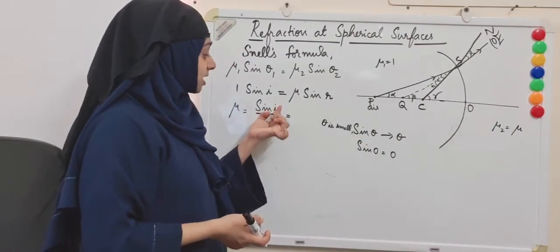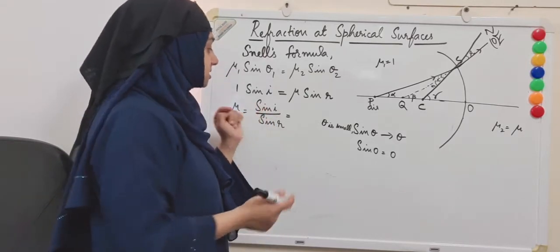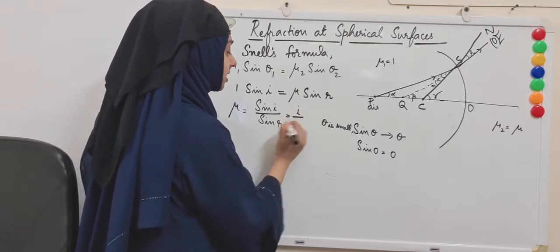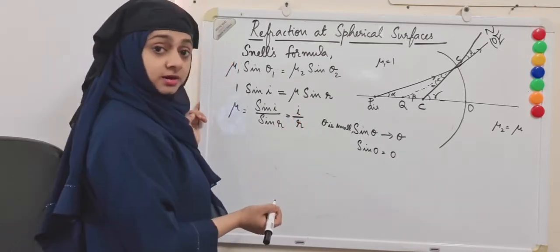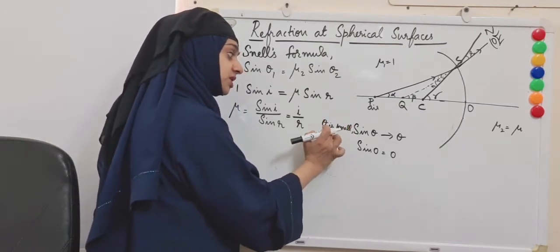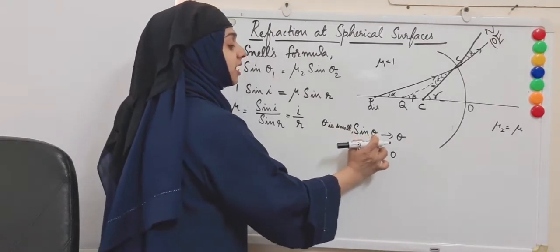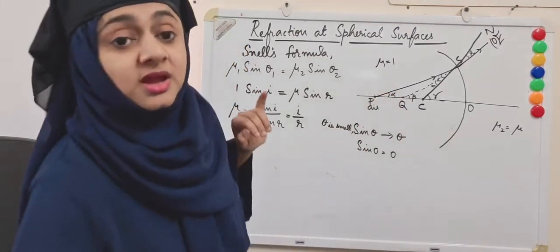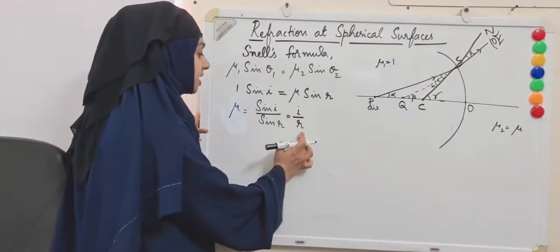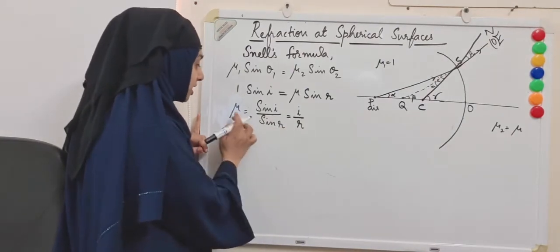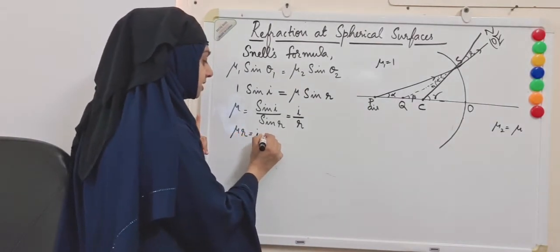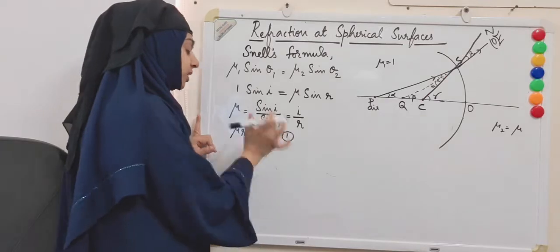So here, since I and R are very small, I can consider the approximation. Instead of sin I, I am writing I, and instead of sin R, I am writing R. So here we have considered the trigonometric approximation that whenever the angle is small, sine of that angle can be considered as equal to the angle itself. So here I have I by R is equal to mu, or I can write mu into R is equal to I. Let me consider this as equation 1.